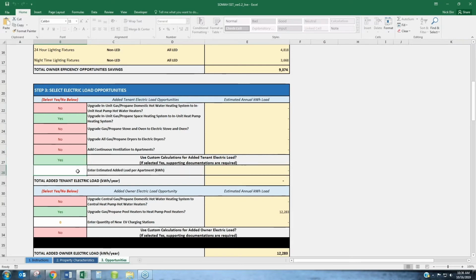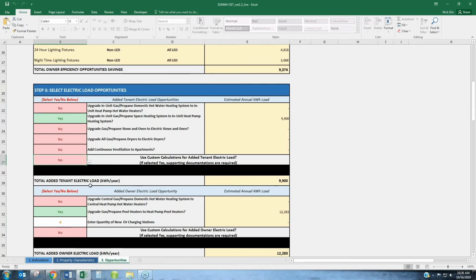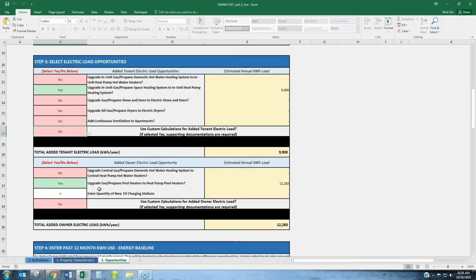You would enter the estimated load addition per apartment. So I could enter 1,000 kilowatt hours, and it's going to multiply that times the number of apartments in the building. And then you'll need to provide supporting documentation to the SOMAH PA team so that they can review those calculations and confirm that they're accurate. Similar applies to the common areas.